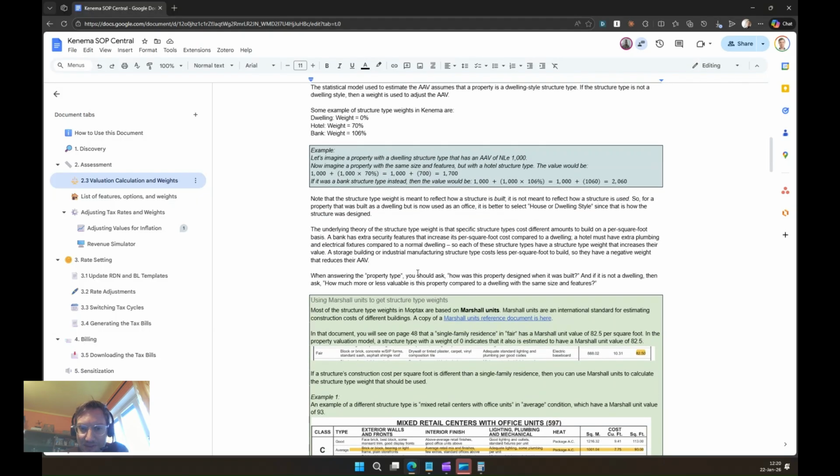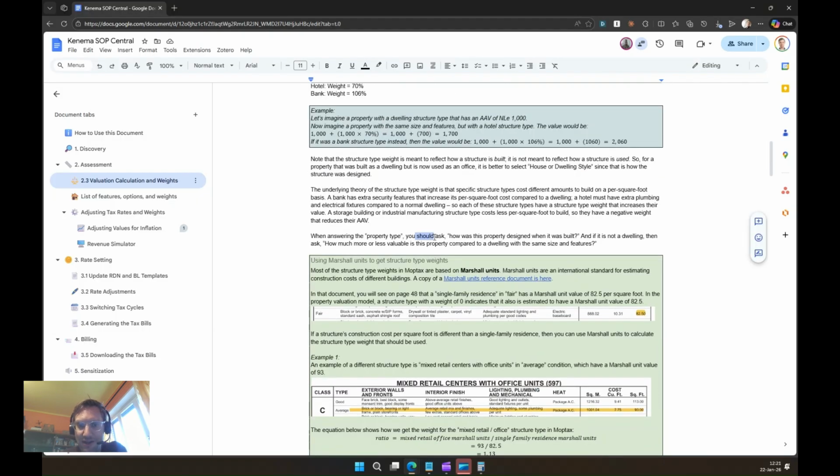When you're answering the property type question, you should ask, how is this property designed when it was built? If it was not designed to be a dwelling, then you ask, how much more or less valuable was this property compared to the dwelling of the same size?